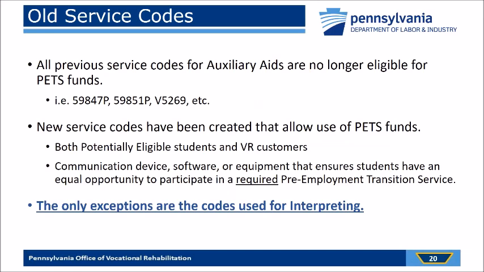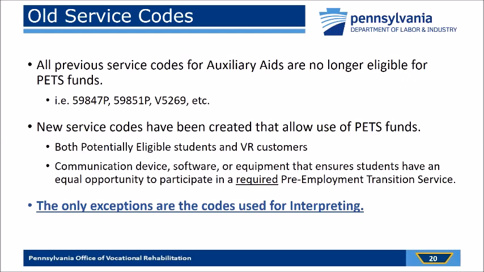All right, and in an effort to ensure that we are using PETS funds correctly, all previous service codes that we had for auxiliary aids and assistive technology are no longer eligible for PETS funds. I did give a couple examples below of what some of those codes are. And what we did was create new service codes that we can use PETS funds for, and I have them listed on the next slide.